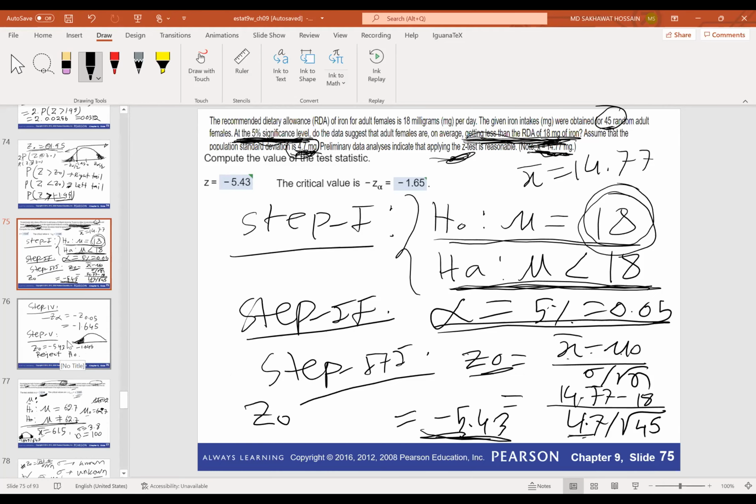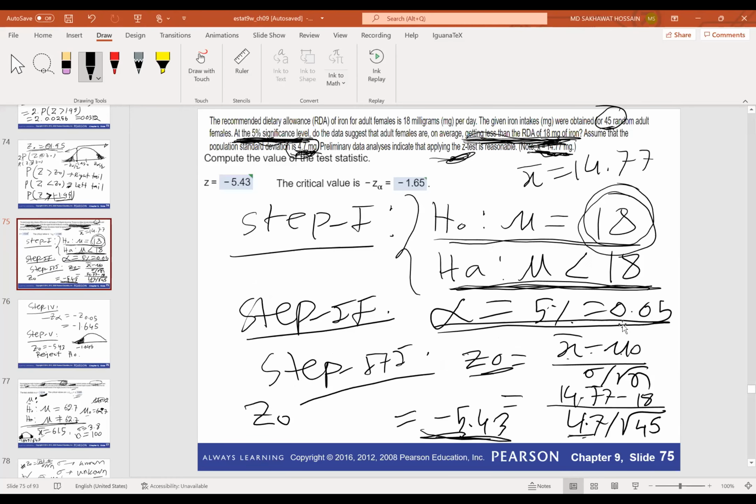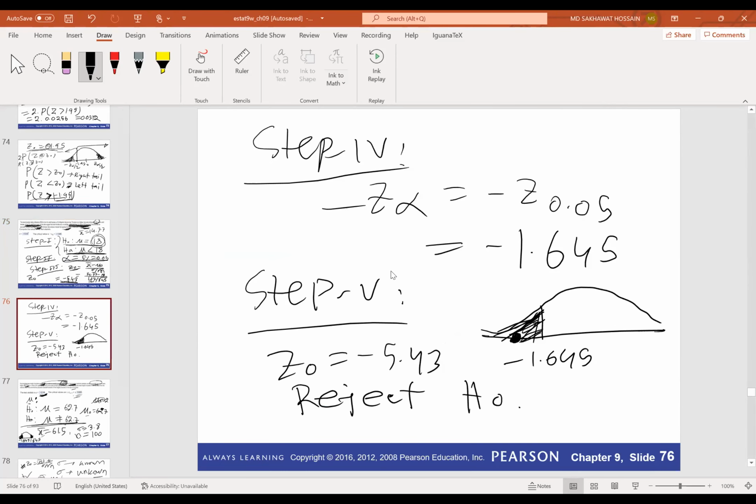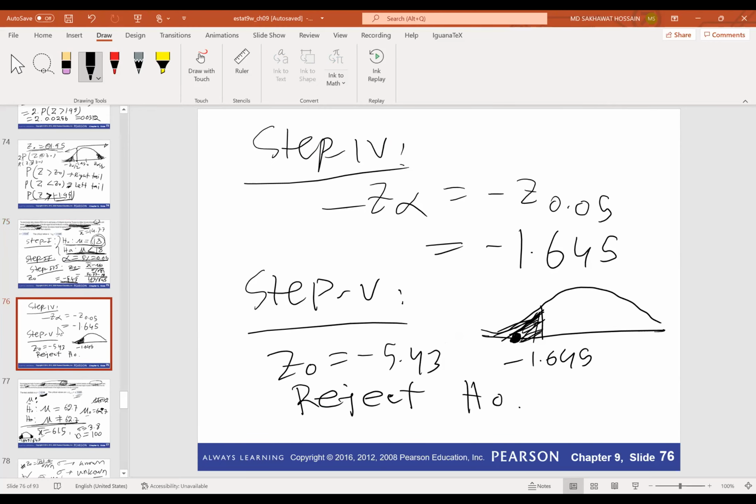Yes. The next step, good question: where is z alpha? How do we determine z alpha? Here alpha is 0.05, 5%. In this case, the test is a left tail test because our alternative is mu less than 18. This is less than, so that means this is a left tail test. So the critical value will be negative z alpha.